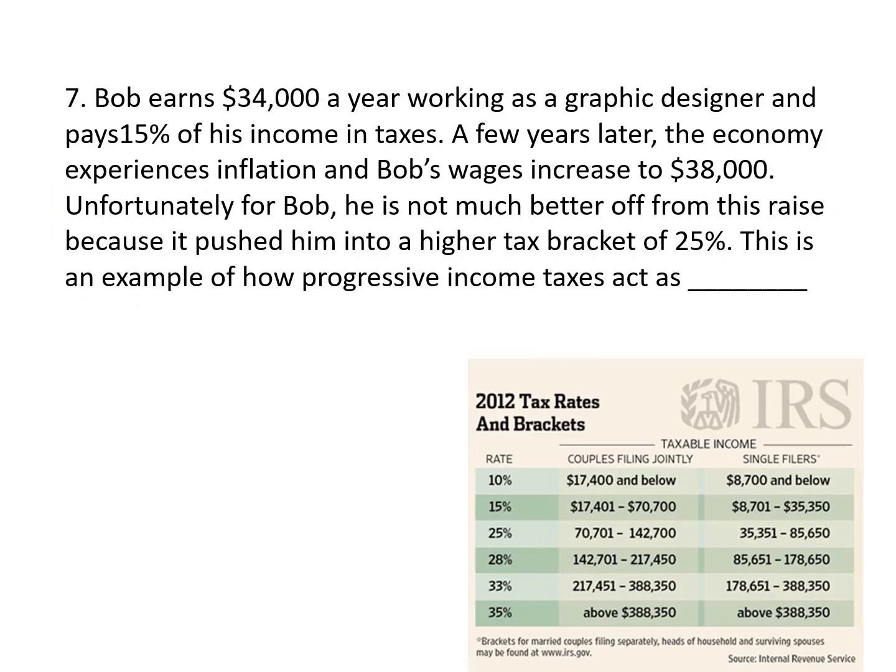So here's an example. Bob earns $34,000 a year working as a graphic designer and pays 15% in taxes. A few years later, the economy experiences inflation. His wages go up to $38,000, which means he's now paying 25% in taxes. This is an example of how progressive income tax acts as one of those automatic stabilizers. So Bob had less money to spend in the economy, slowing his spending down, and millions of others as well because they go up in the tax bracket.